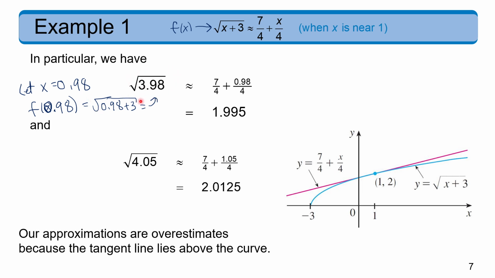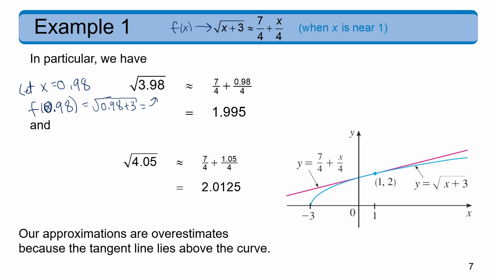So then, this is hard to calculate by hand, right? The square root of a number like that is not obvious. We know it's a little bit less than 2, because the square root of 4 is 2, and this is a little bit less than 4. But we want to get a better approximation than just saying it's a little less than 2. So here we're approximating this expression, the f of x, with this linear expression. So we're going to plug in the same x value into the right side. That'll be 7/4 plus 0.98 over 4.